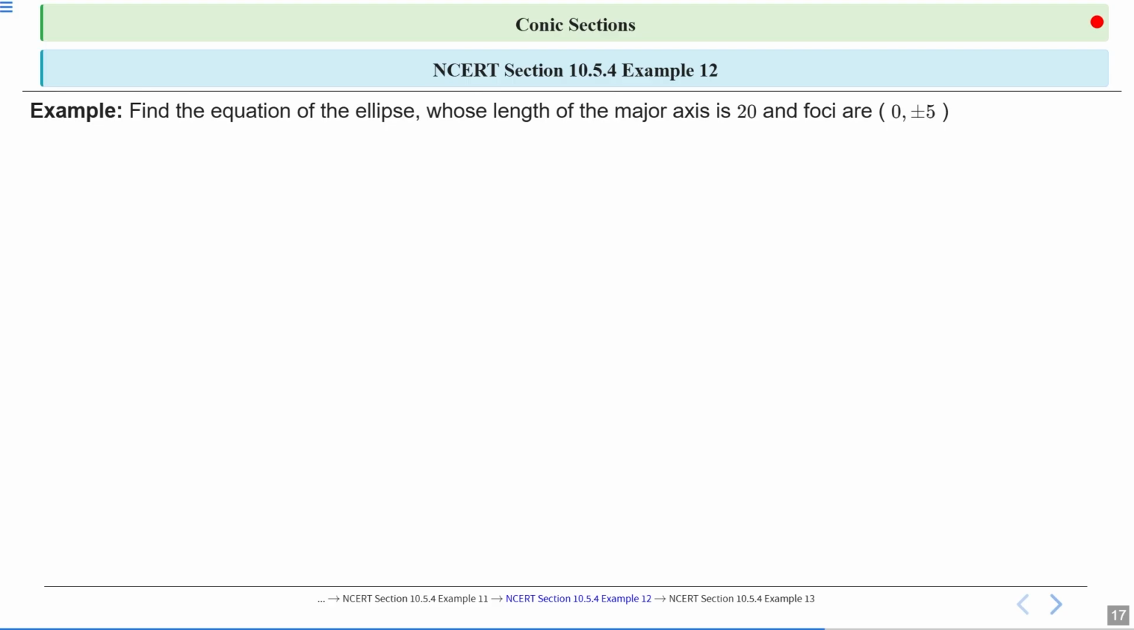So see this example. Read the example very carefully first, okay, and then give the answer for this example. So you have to find here the equation of the ellipse whose length of major axis is 20 and coordinates of foci are 0 comma plus minus 5. Okay, so you have to find the equation of the ellipse, and we have given length of major axis 20 and foci are 0 comma plus minus 5. So students, first of all, try it yourself. You have 40 seconds to try to solve this example, and after that we will see the solution.